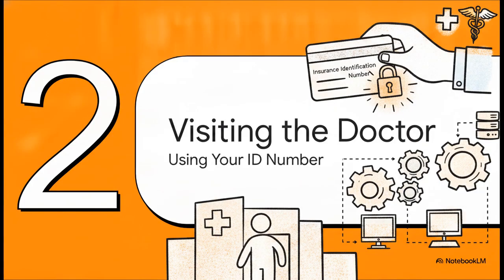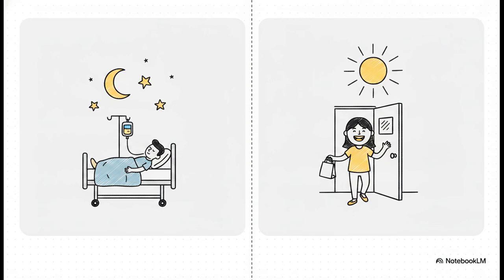Moving right along to Section 2, Visiting the Doctor. Once you actually go in for care, the insurance company relies on a very strict 24-hour rule to categorize your visit. If you're admitted to a hospital for medical care and you stay for more than 24 hours, you're an inpatient. Anything less than that, or if you're just getting treated in a standard doctor's office, you're an outpatient. It sounds super simple, right? But hitting that 24-hour mark completely changes how your insurance views and ultimately processes your visit.